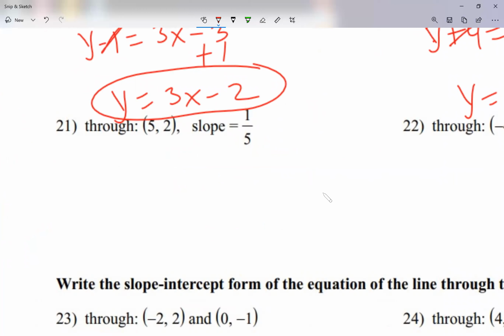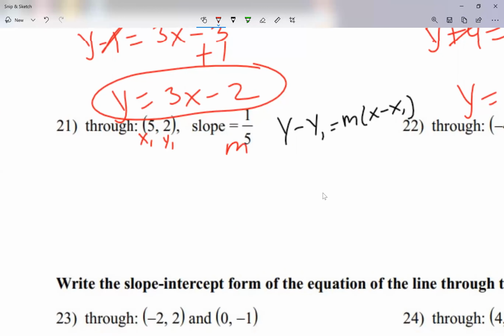I remembered, let me write down the formula again. y minus y1 is equal to m, and then inside parentheses, x minus x1. And then I remember here, this is my x1, my y1, and then my slope is my m. Okay, so let me rewrite this. Let me use blue this time. Let me rewrite this as y minus 2 is equal to 1/5, and then x minus 5.